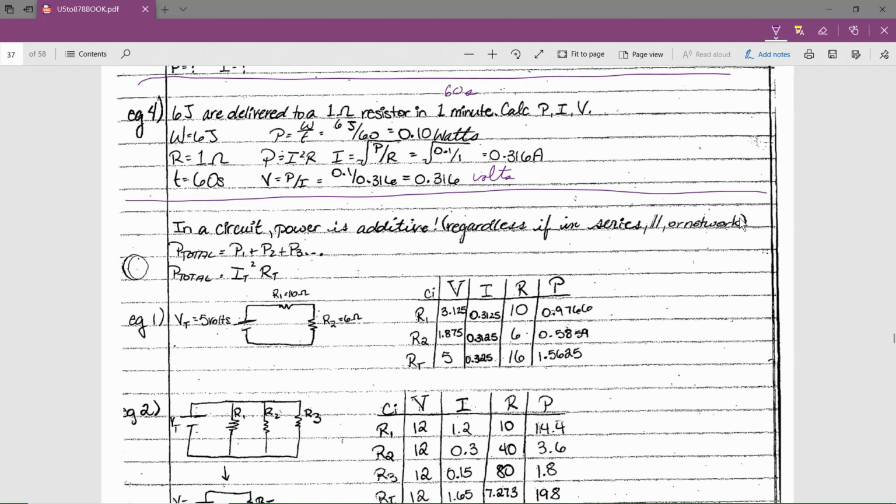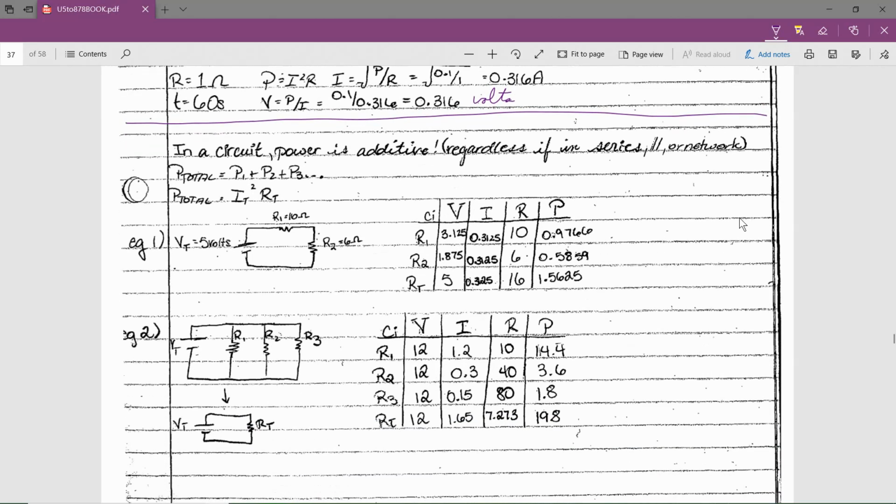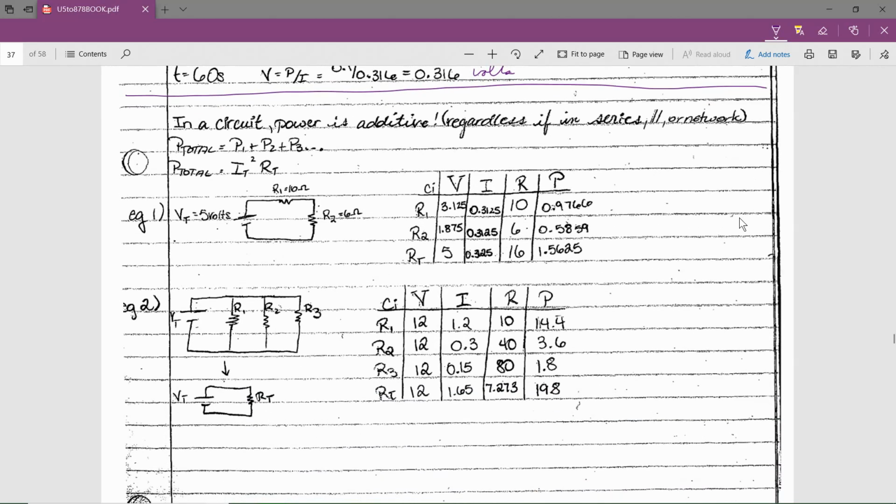Now, when you're looking at a circuit, you add together the power to get the total power. It doesn't matter if it's series, parallel, or network. You add up the power used or dissipated at each load or actual resistor, and the total power is the sum of the power dissipated at those.